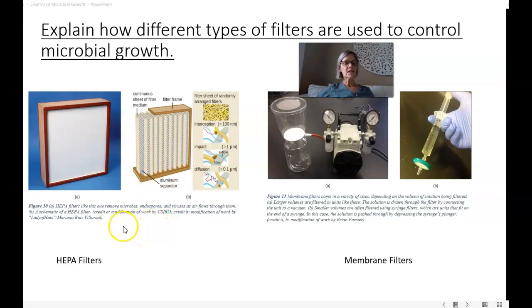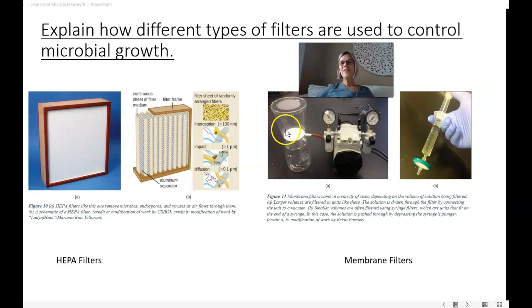But you can imagine that something that can trap that small is probably not something we would use all the time. It's probably pretty fancy. But HEPA filters are the kind of filters that filter air. The other kind of filter we use in the lab a lot of times are membrane filters, and membrane filters are designed to filter liquids.